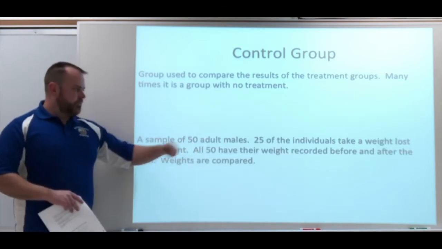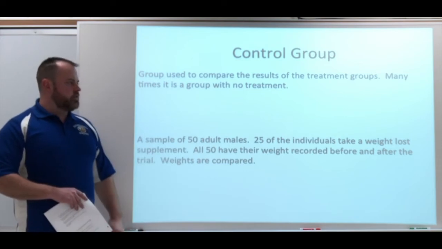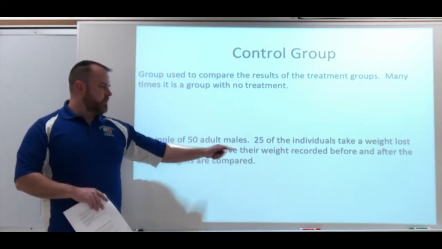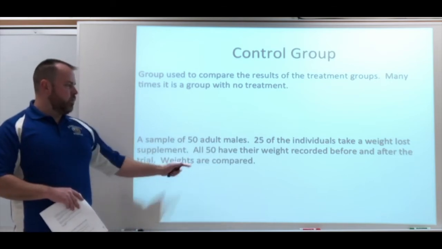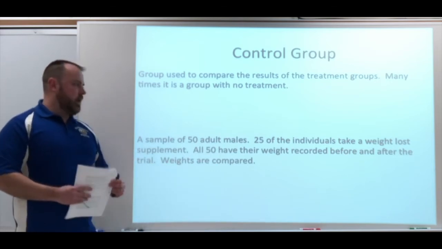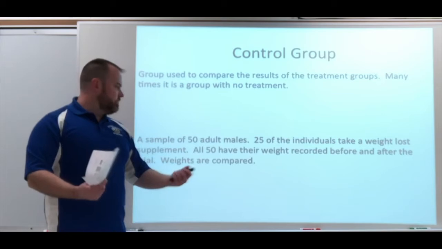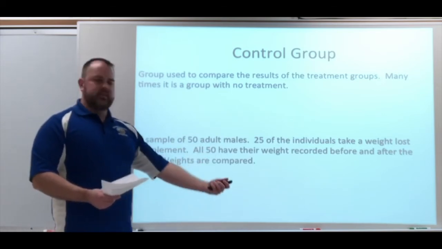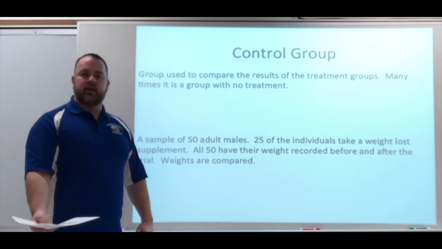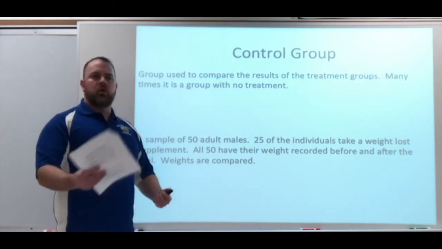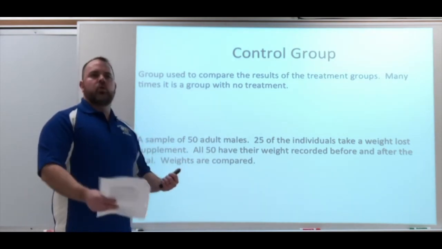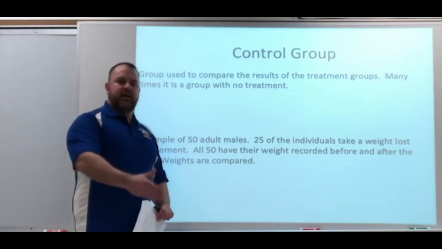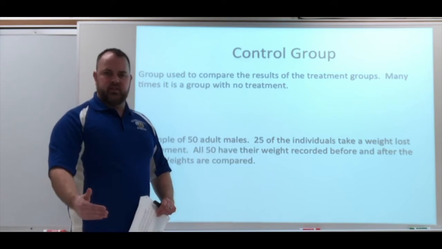Okay? 50 adult males, 25 individuals are taking a weight loss supplement. All 50 have their weights recorded before and after weights are compared. Okay, well here now we have two groups. Let's assume those groups were randomly selected. One group's on a weight loss supplement, the other one's not taking anything. Well, this is now where we're looking at making sure the procedure is the same for every observational unit. In an experiment, every observational unit needs to be treated the same.